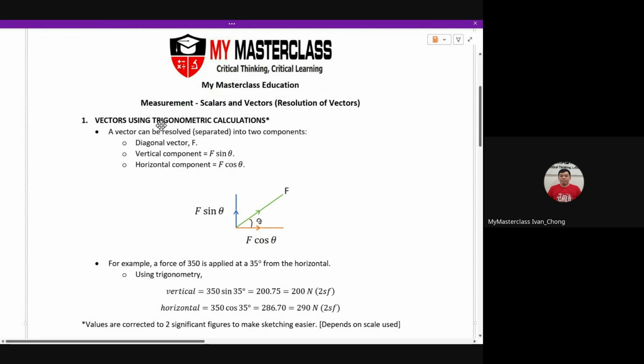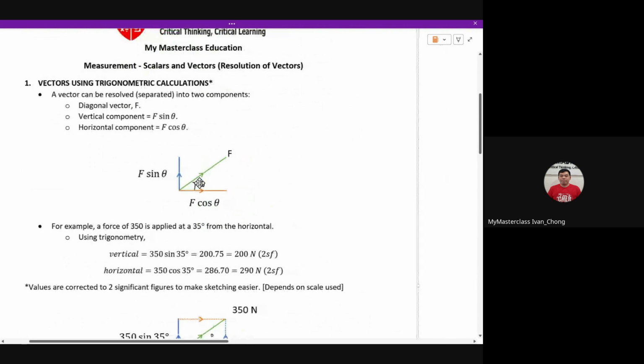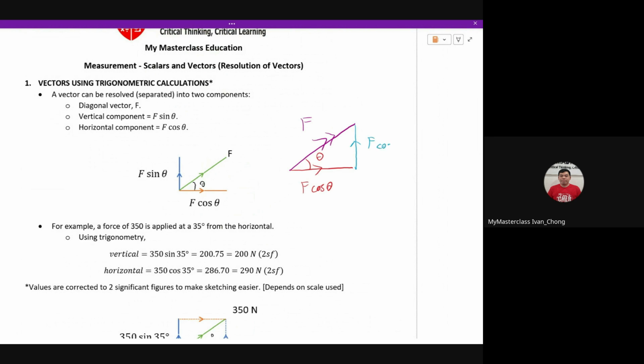If I have a diagonal vector, you can actually split it into its horizontal and vertical components. What I mean by this is, for example, if F is like this, I can break it down into a horizontal and a vertical. So in the end, you can treat your diagonal vector as the resultant of a horizontal and a vertical component of two forces. You'll notice that you have your F cosine and your F sine.